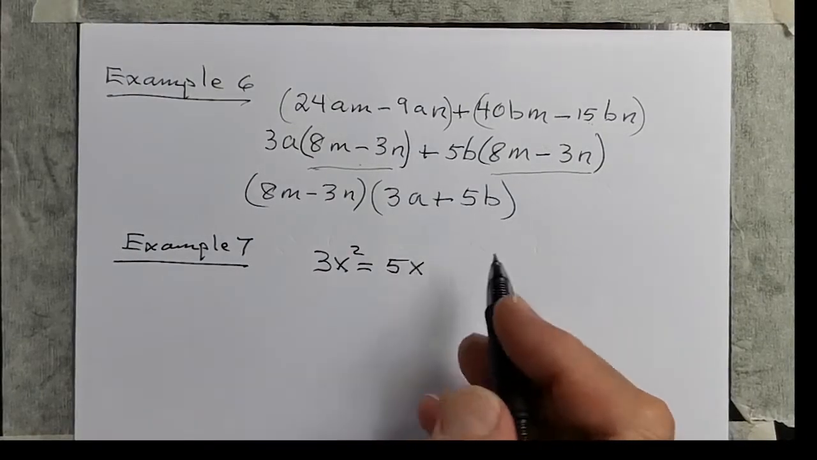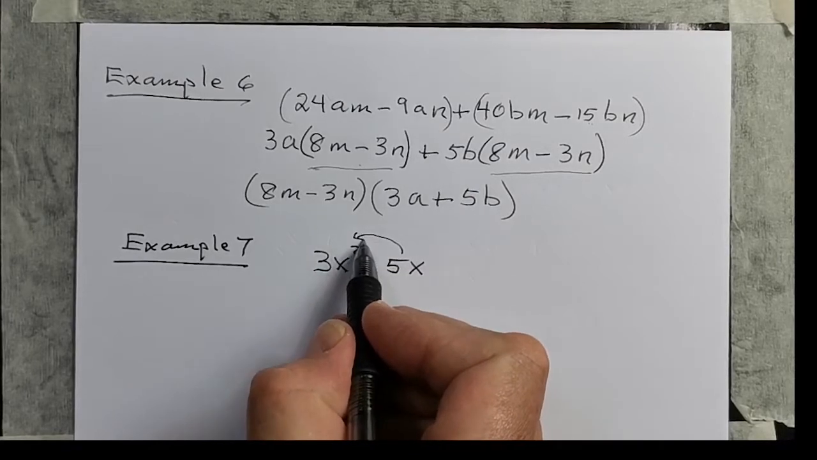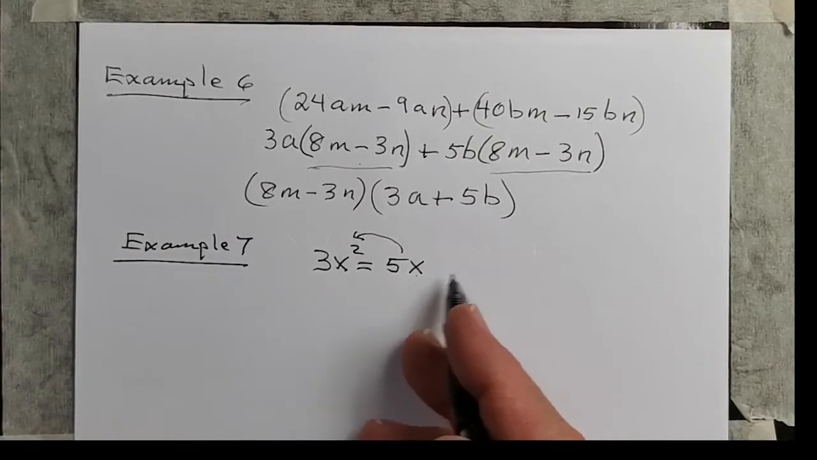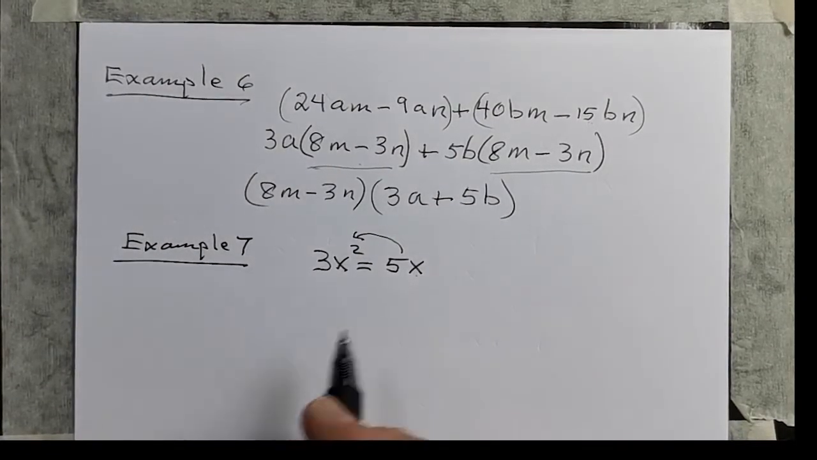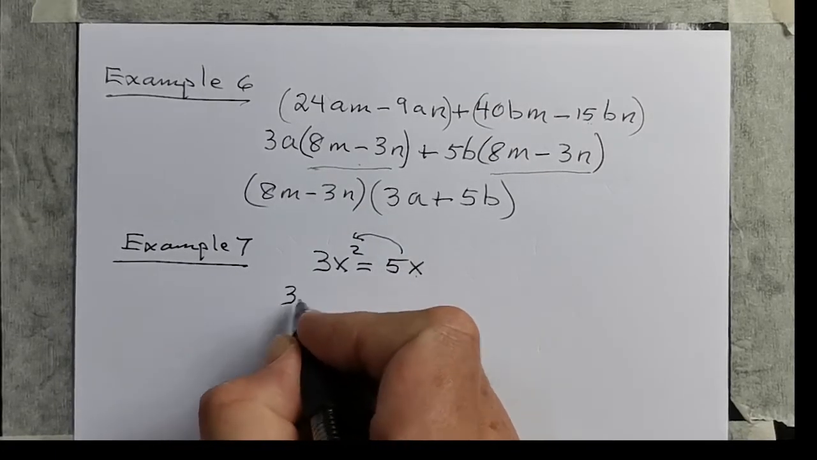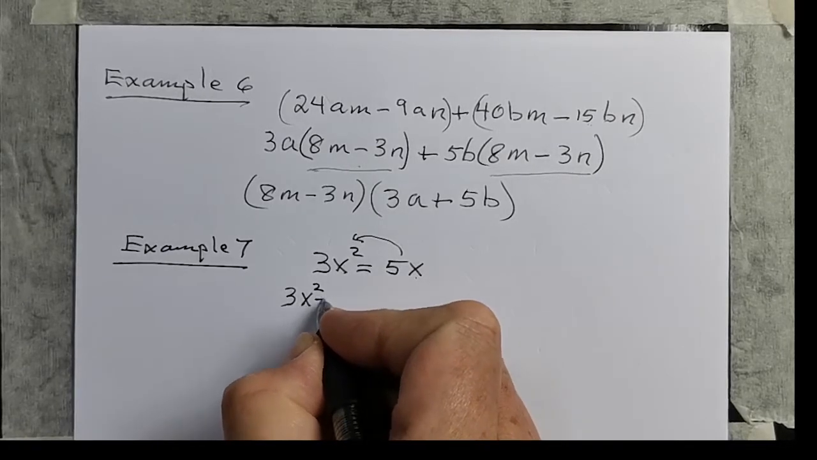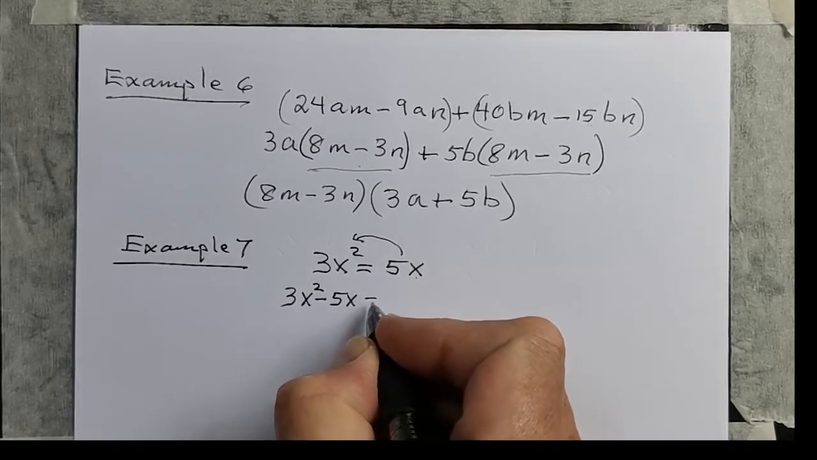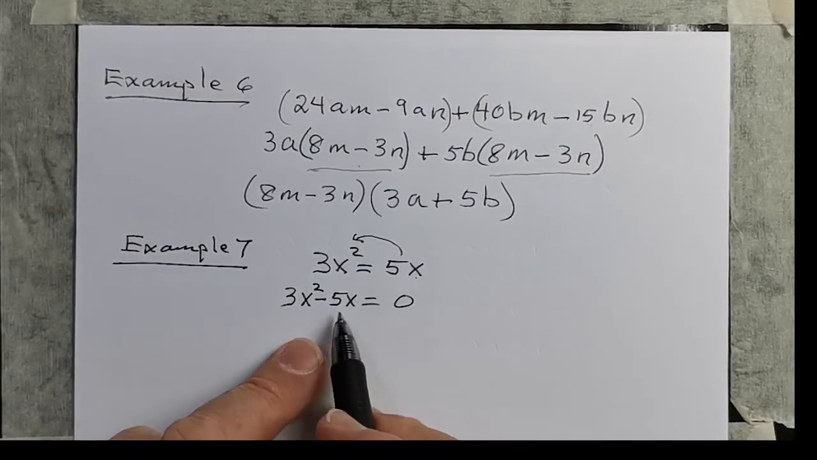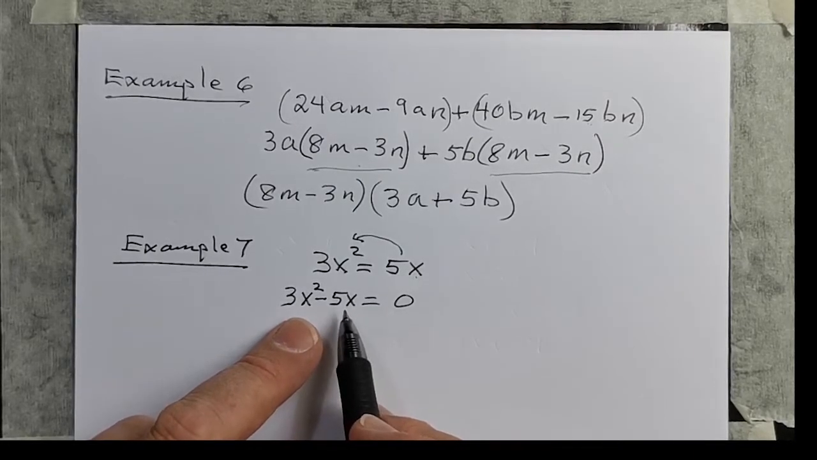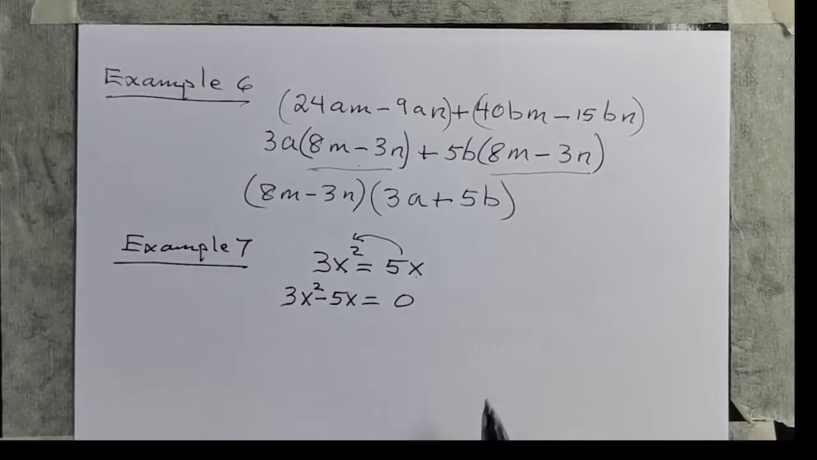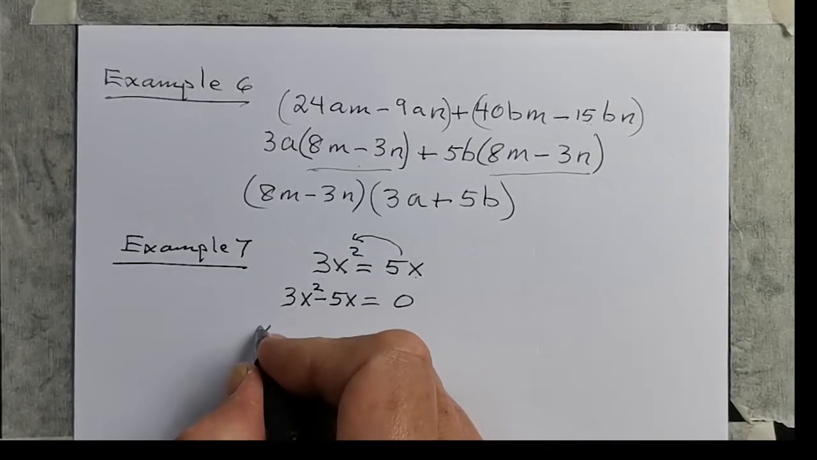To solve for x, we will bring the 5x over here to the left. And when we subtract 5x from the right side and the left side, we will be left with 0 on the right. So this will become 3x squared minus 5x equals 0. Now when you look at this, you see here that we have a common factor. The greatest common factor between these two terms is x. So I factor x out like this.